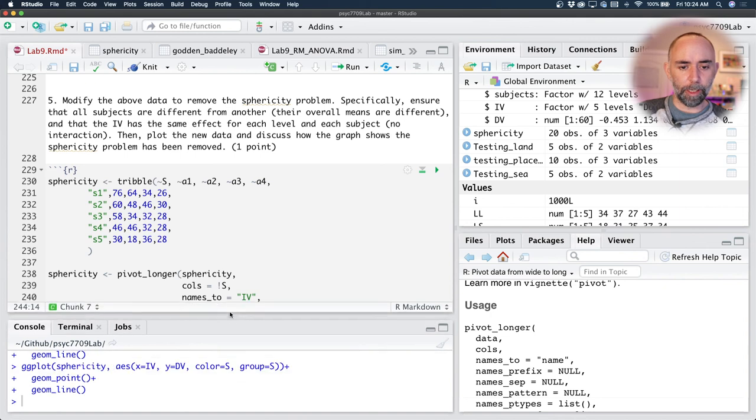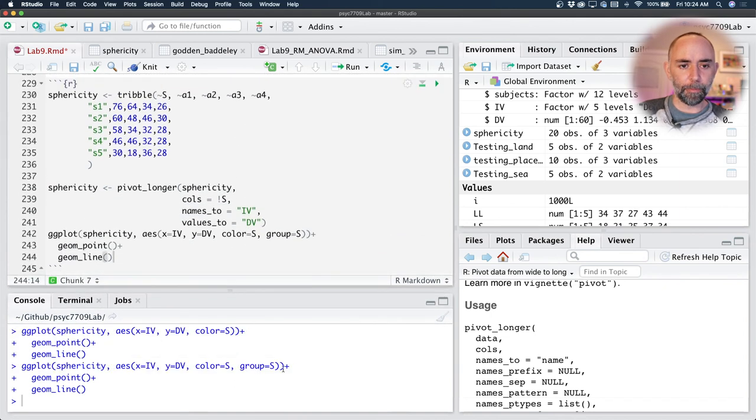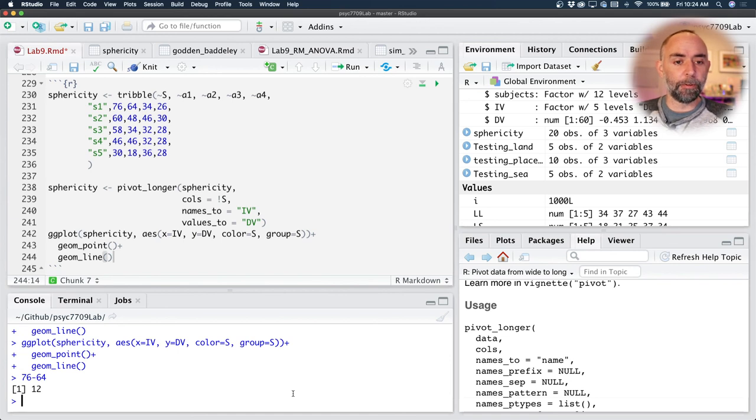This is some by-hand stuff that I'm going to do. So what is the effect for subject number one between level one and two? It's a difference of 12. It goes down by 12, and I can see that subject two goes down by 12. That's great. Let's just work on all the subjects for this first part.